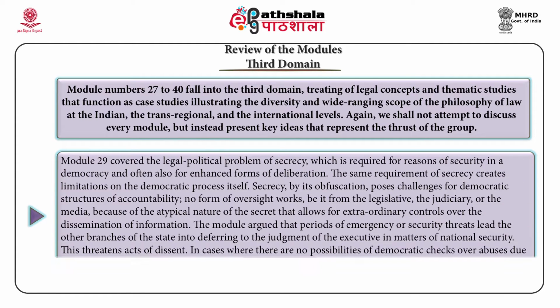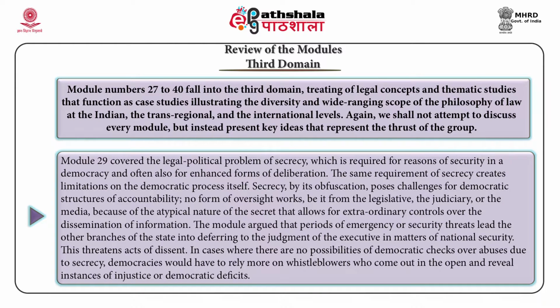Module 29 covered the legal-political problem of secrecy, which is required for reasons of security in a democracy and often also for enhanced forms of deliberation. The same requirement of secrecy creates limitations on the democratic process itself. Secrecy, by its obfuscation, poses challenges for democratic structures of accountability. No form of oversight works, be it from the legislative, the judiciary, or the media, because of the atypical nature of the secret that allows for extraordinary controls over the dissemination of information by the executive.